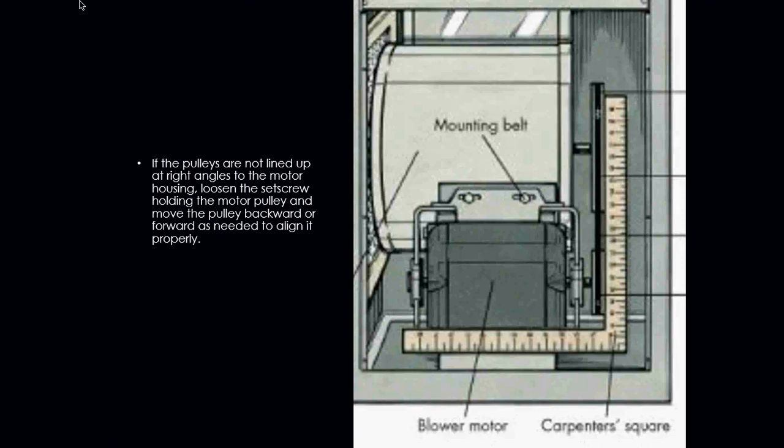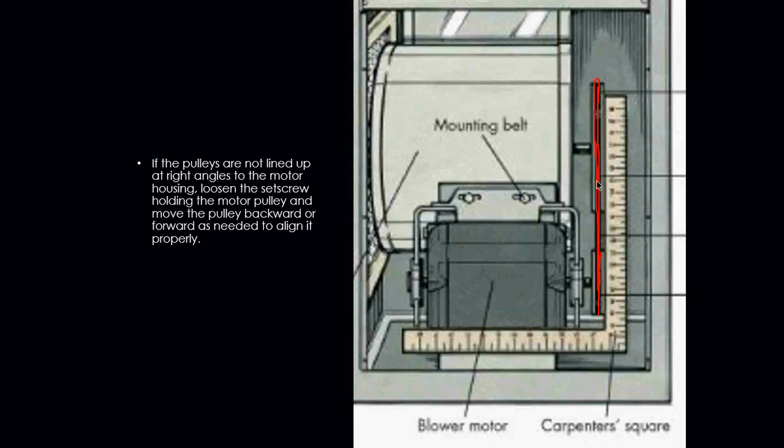If the pulleys are not lined up at right angles to the motor housing, loosen the set screws holding the motor pulley and move the pulley backwards or forwards as needed to align it properly. If these two pulleys are not in alignment, this belt will dry rot, this belt will crack, and it will also wear down the pulleys.